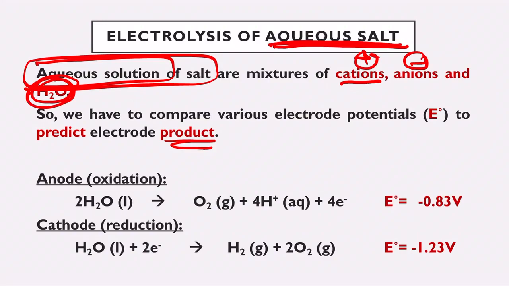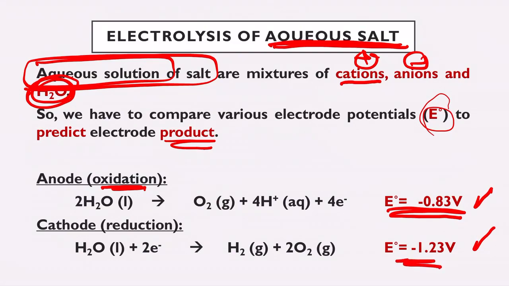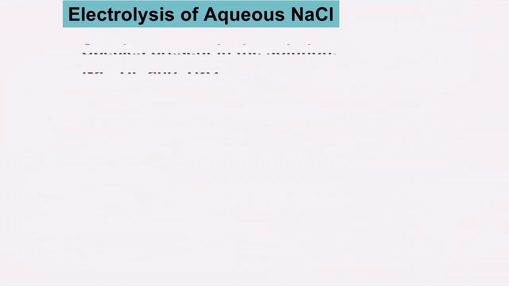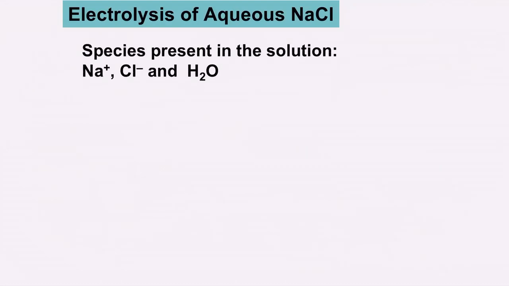We are going to look at your SRP. So here you need to know the SRP of water when it undergoes oxidation, and the SRP when water undergoes reduction, so that you can compare with your other ions, the ions to be discharged.